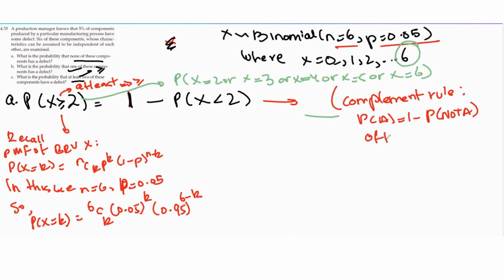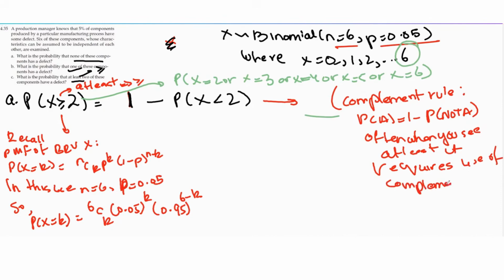Often when you see at least, it requires use of the complement rule. It's easier to use the complement rule here, because the complement rule requires finding fewer probabilities than if I had done it directly like this. So over here, let's see what probability X is less than 2 is. Probability of A is 1 minus probability of not A, and the opposite of X greater than or equal to 2 is X less than 2, right?